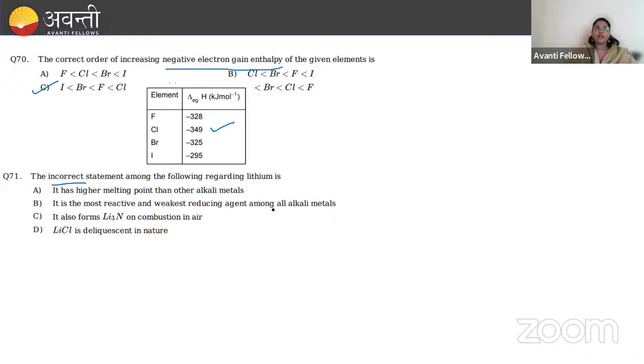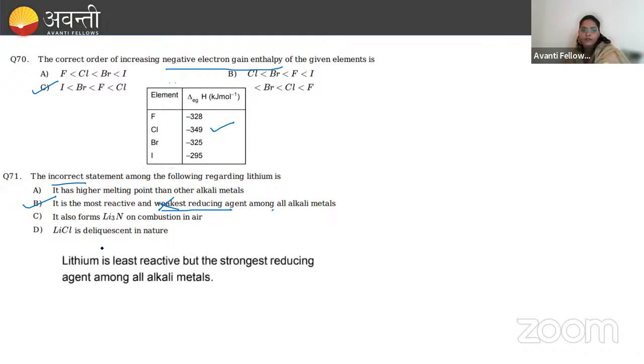So you know that in organic chemistry, LiAlH4 is one of the strong reducing agents, right? So it is a strong reducing agent. It is not a weak reducing agent. So this statement is incorrect. Other statements are all correct. Okay. Lithium is least reactive, but it is the strongest reducing agent among all alkali metals.